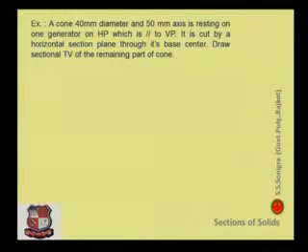Now the second problem which we are going to discuss is about a cone. Here the dimensions are given: cone of diameter 40 mm and height 50 mm, resting on one generator on HP. Here something different is given, which is parallel to the vertical plane. Here the cone is given with a certain diameter and height. It is resting on one of its generators on the horizontal plane, and it is cut by a horizontal section plane through its base center. Draw the sectional top view and the remaining part of the cone.